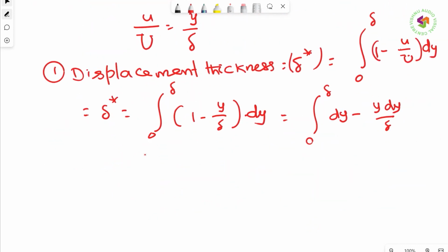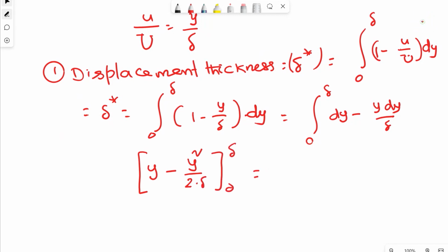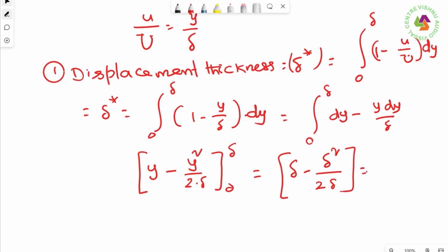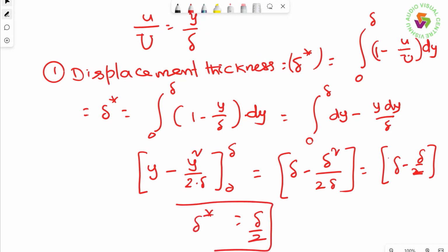If I integrate, it is y minus y squared by 2 delta, with limits 0 to delta. So it is delta minus delta squared by 2 delta. Delta will cancel, so it will be delta minus delta by 2. So the answer is delta by 2. This is the first thing.